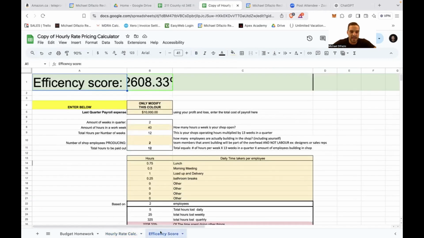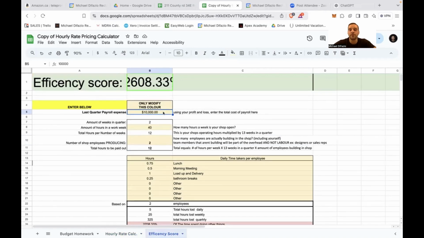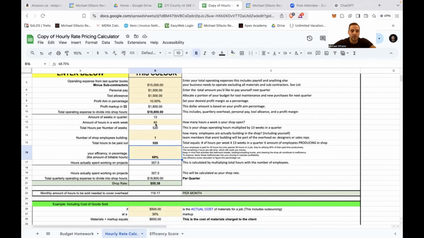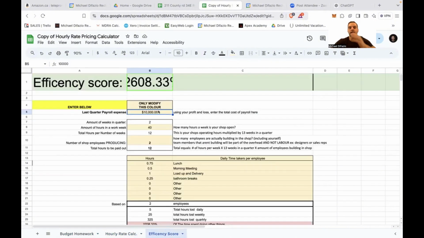So it's in the bottom tab here. We get the budget homework, the hourly rate pricing calculator, and your efficiency score. Okay. Number of payroll for the last quarter. Right now, in our pricing calculator, we are saying that we're going to pay ourselves $500 a month, $1,500 a quarter. That is to cover the groceries that we used in our budget homework. That price, you can make whatever number you want. But for right now, this is $1,500.